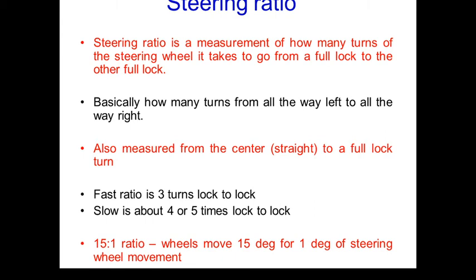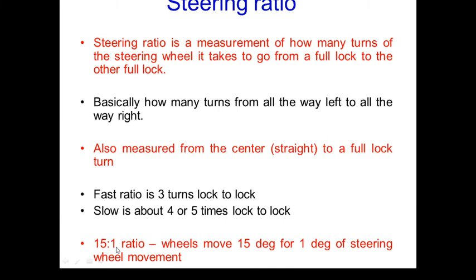So a fast ratio is 3 turns lock to lock. It means that if you put a mark on the steering wheel and turn it to the right side, it will take 3 turns to complete its locking position. So fast ratio is 3, slow ratio is about 4 to 5 turns. That means to turn fully on the left side or right side, the driver has to turn the entire wheel 4 to 5 times. So with a 15:1 ratio, the wheels move 1 degree for every 15 degrees of steering wheel movement. So this is the steering ratio basically.